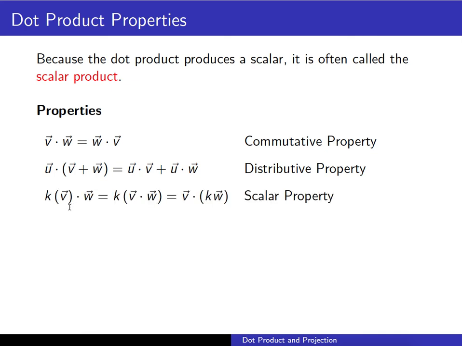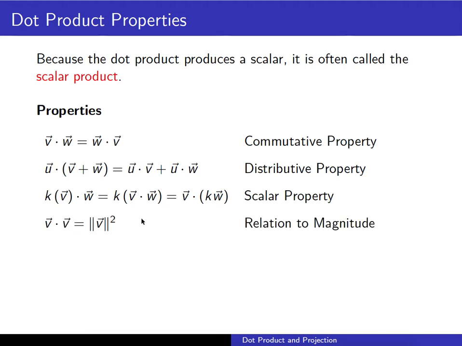We have the scalar property where we have a scalar times vector v and then dot vector w. Well, we can take the dot product first and then multiply the dot product by the scalar, or we can move the scalar, instead of k times vector v, we could make it k times vector w and then take the dot product of that with vector v.